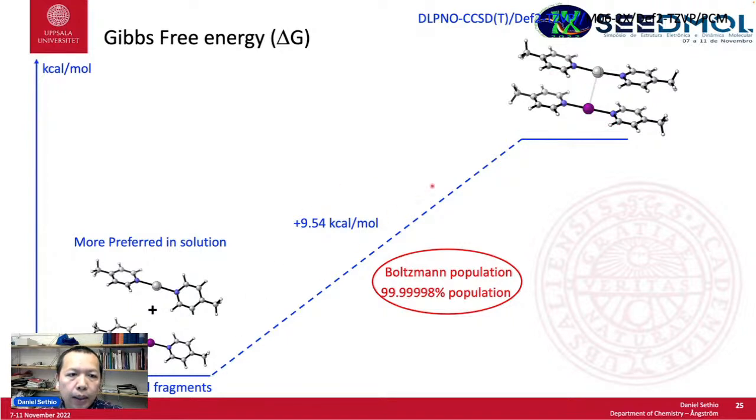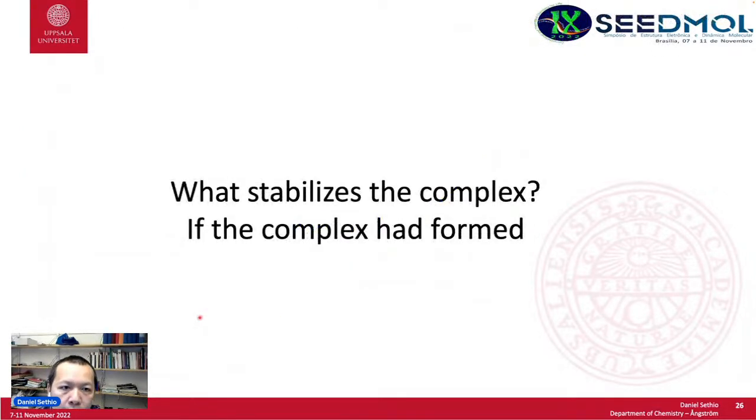They differ by more or less 9 kcal per mole, and the Boltzmann distribution of this in solution is they are preferred mostly, 99.99%, as isolated in the solution. So what stabilizes the complex if the complex had formed?